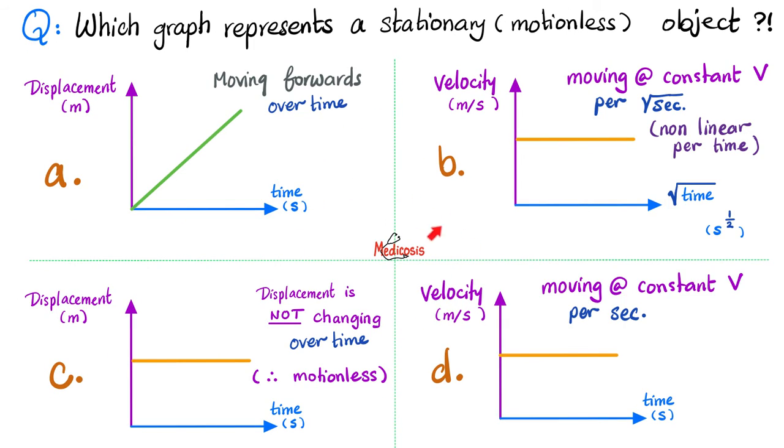So what does each of these graphs represent? This one, I'm moving forwards over time. Velocity is positive. Here, I am moving at a constant velocity not per time, but per square root of time. But I'm moving. Here, the slope is velocity and this slope is 0, which means I am motionless over time. But here, the acceleration is 0, which means I am moving at a constant velocity, but moving.